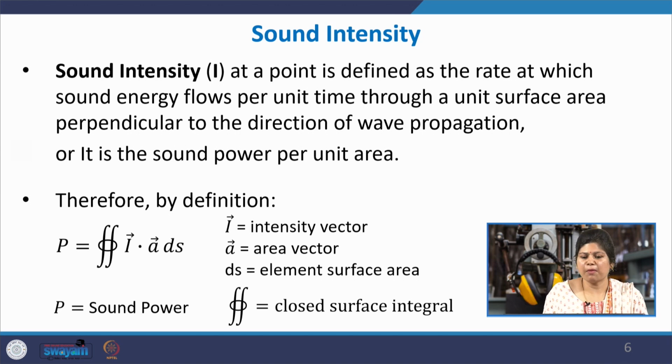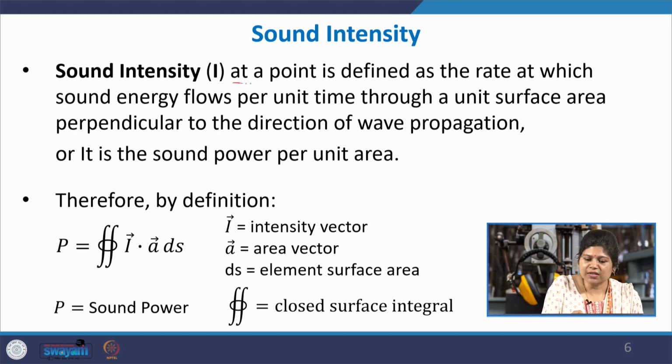Now, we think about sound intensity. What was power? It was energy per unit time. Intensity becomes energy per unit time per unit area. Just like sound power is a characteristic of the source, not of the location at which it is being measured, so it depends entirely on how the source is running, sound intensity becomes a characteristic both of the source and of the location at which it is being measured.